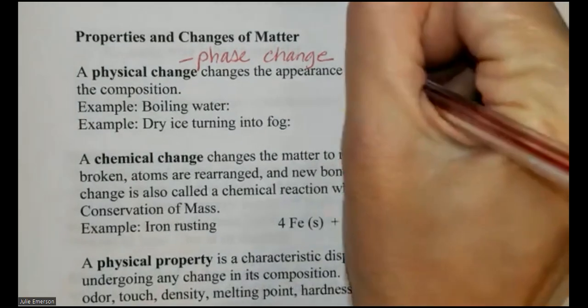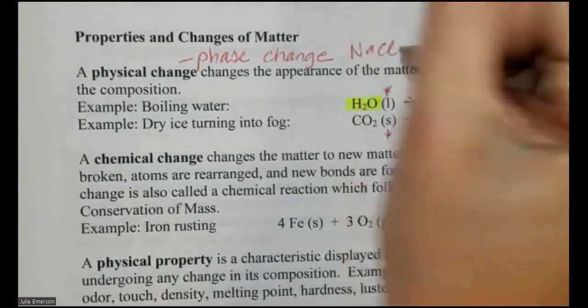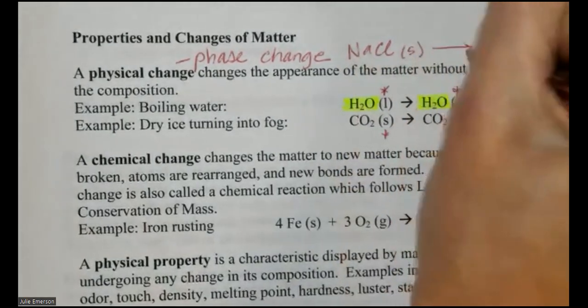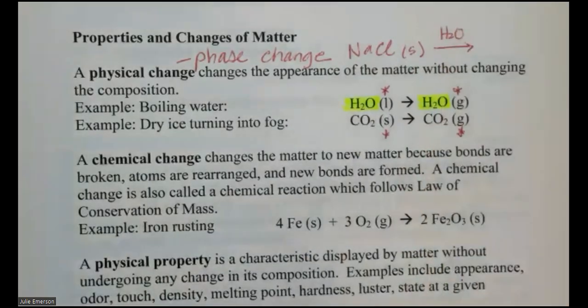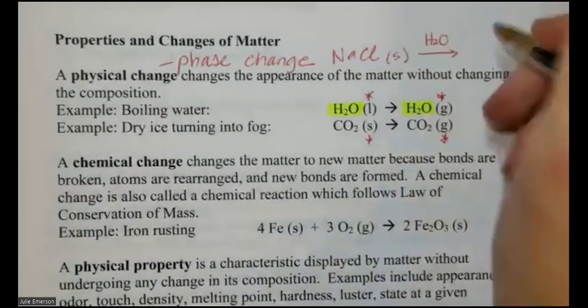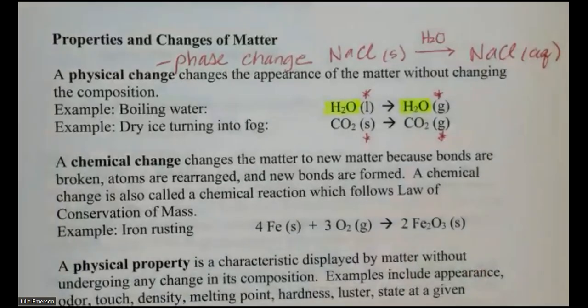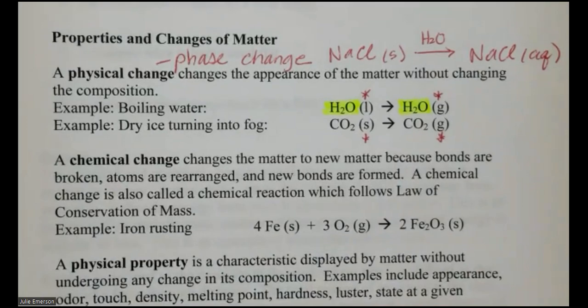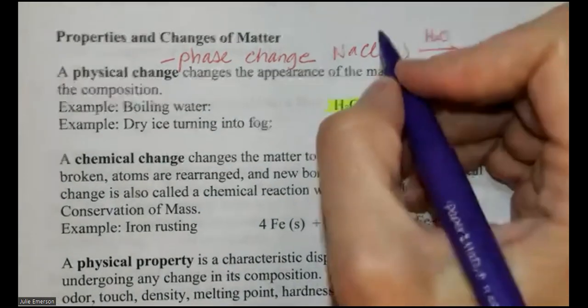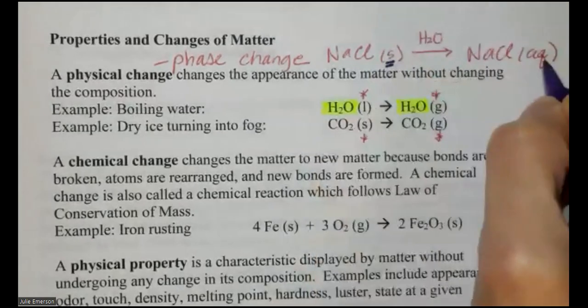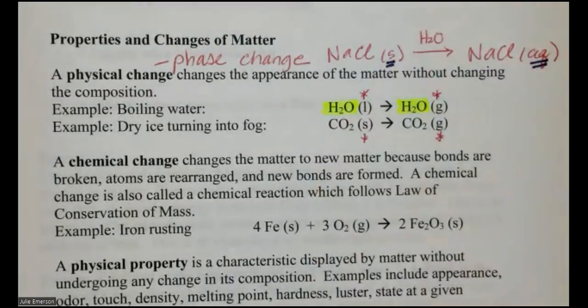For example, if I take salt, sodium chloride, and I add water to that, now what's happened is the sodium chloride has dissolved, and now we would mark it as aq, meaning aqueous or in water. That is just a phase change. We've changed it from a solid to a solution, but the sodium chloride is still sodium chloride. So dissolving is another physical change.